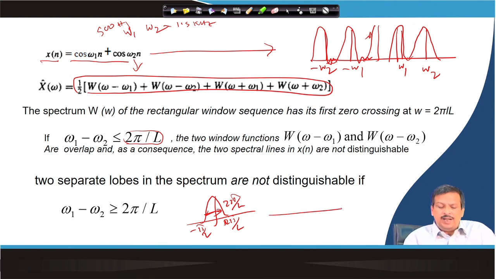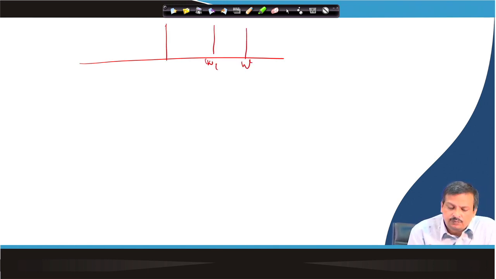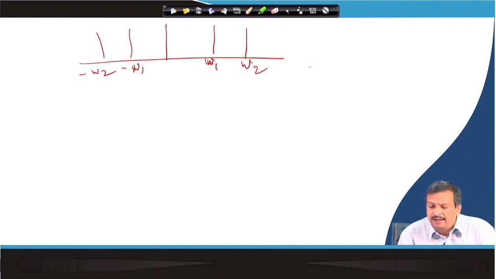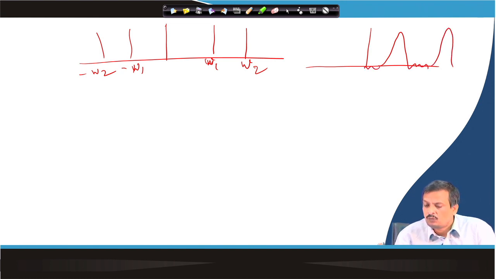So I have a peak. So what is the ideal response? Ideal response is omega 1 and omega 2, minus omega 1 and minus omega 2. So what will I get? Instead of that, I will get this kind of response. So this is omega 1 and this is omega 2, and this width is nothing but 2 pi by L.